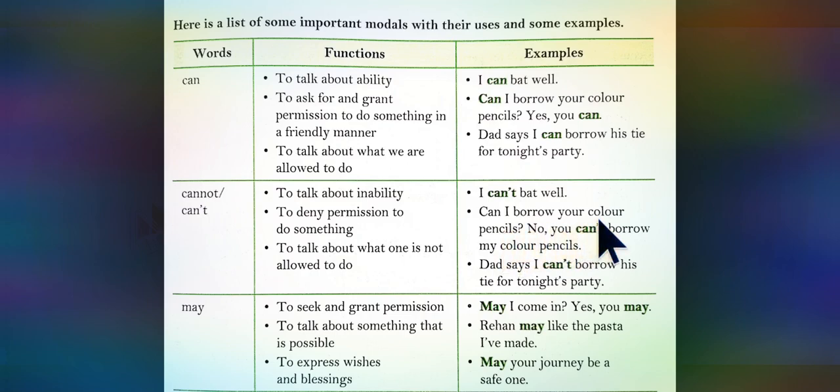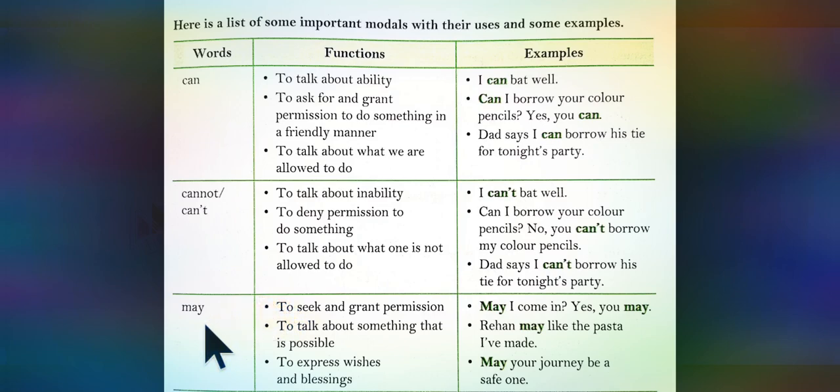Example, can I borrow your color pencil? No, you can't borrow. So it is showing a denial of a permission to do something. Third function is to talk about what one is not allowed to do. Dad says I can't borrow his tie. So it is showing one of the things that is not allowed to do.